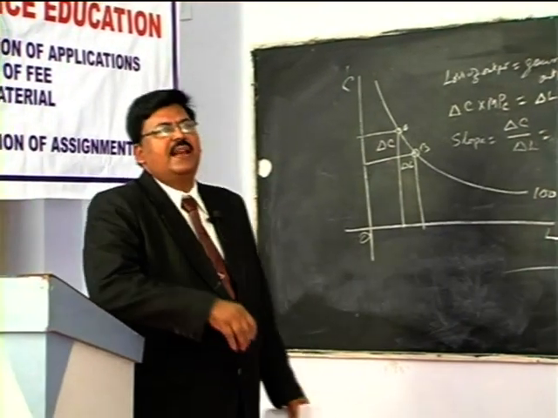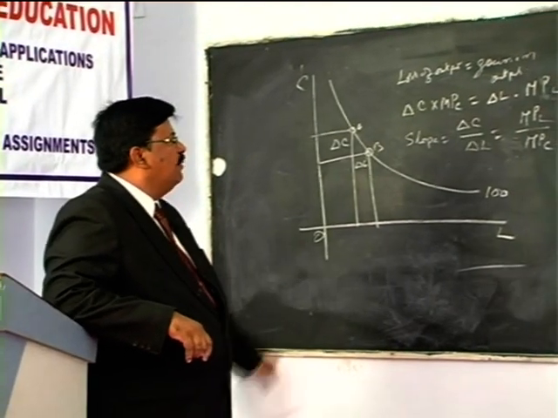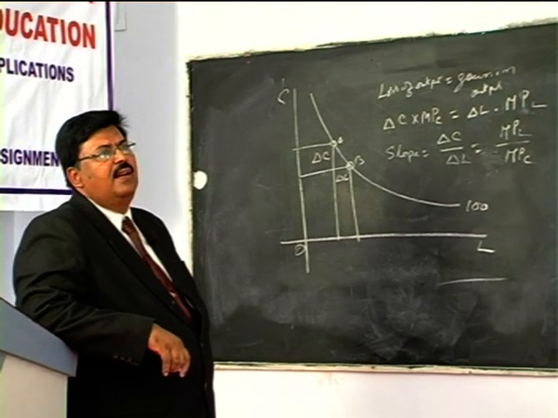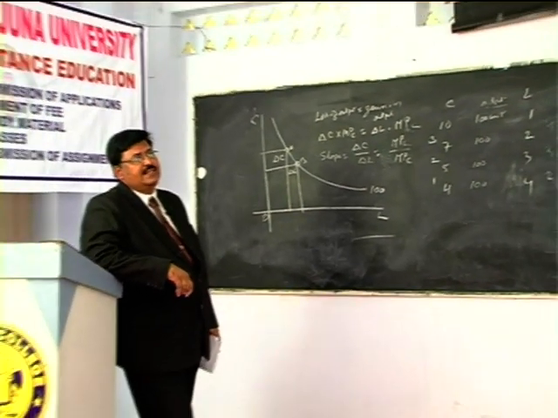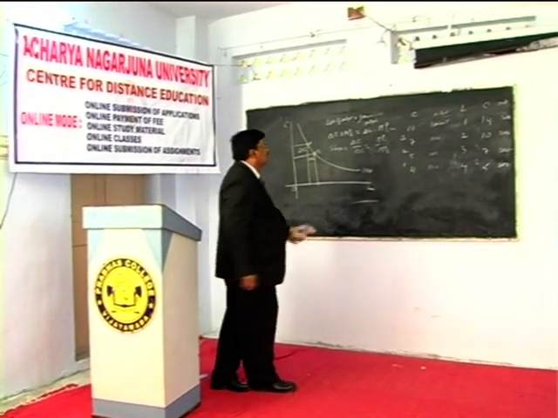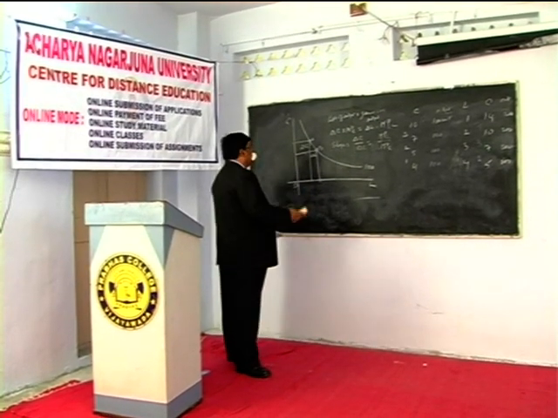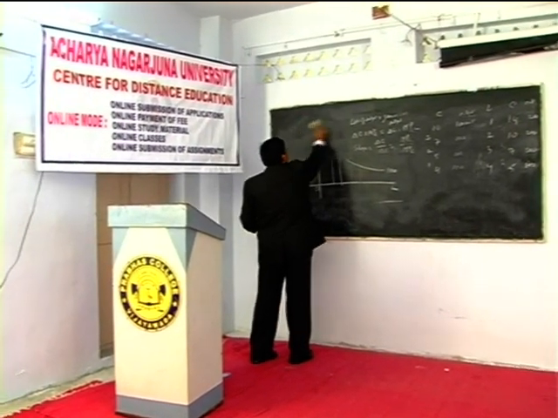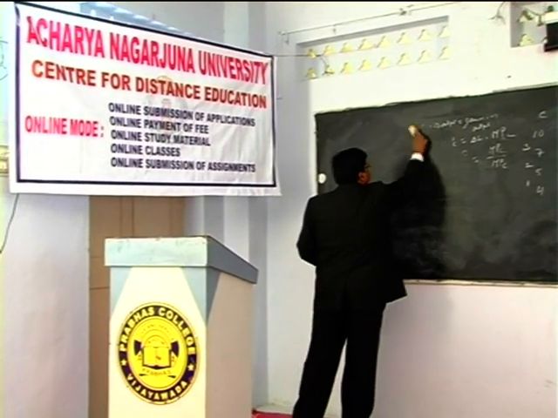What is the slope of an isoquant? The slope of an isoquant is the ratio of marginal productivities of labor and capital when labor is represented on the x-axis and capital is represented on the y-axis. It is a ratio of marginal productivities of labor and capital, that is the slope. This is about the first tool, marginal productivity, isoquants.